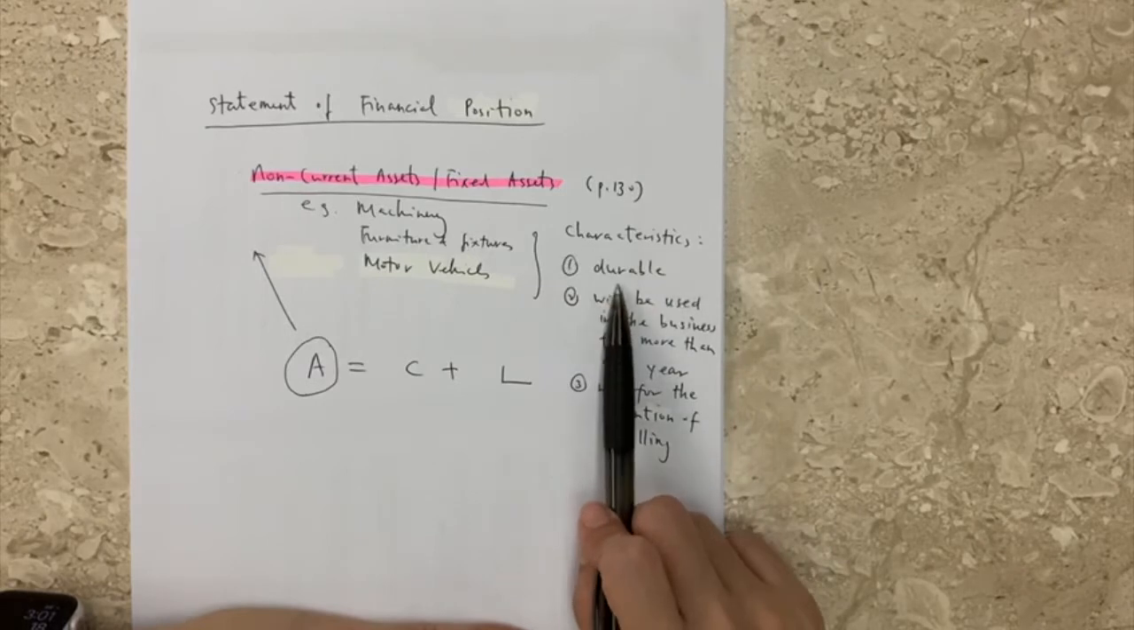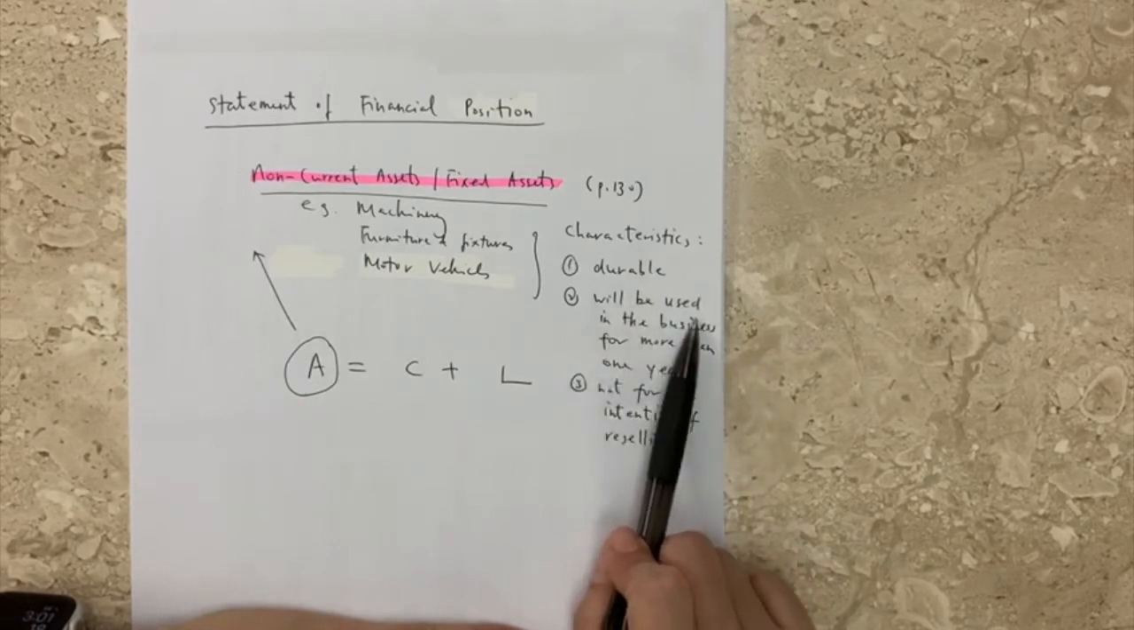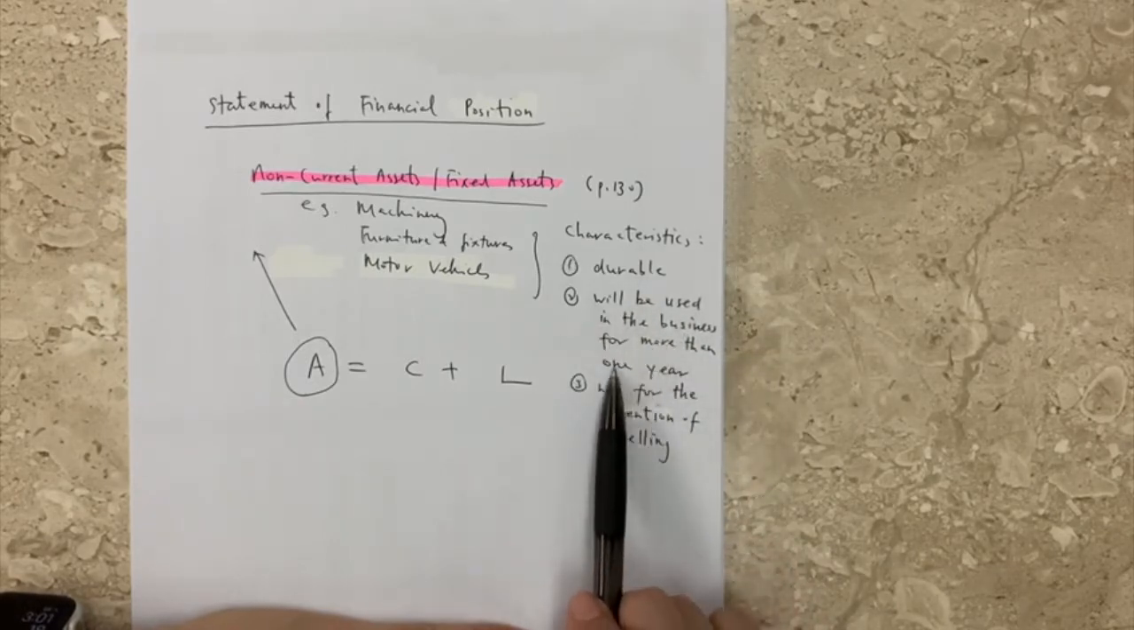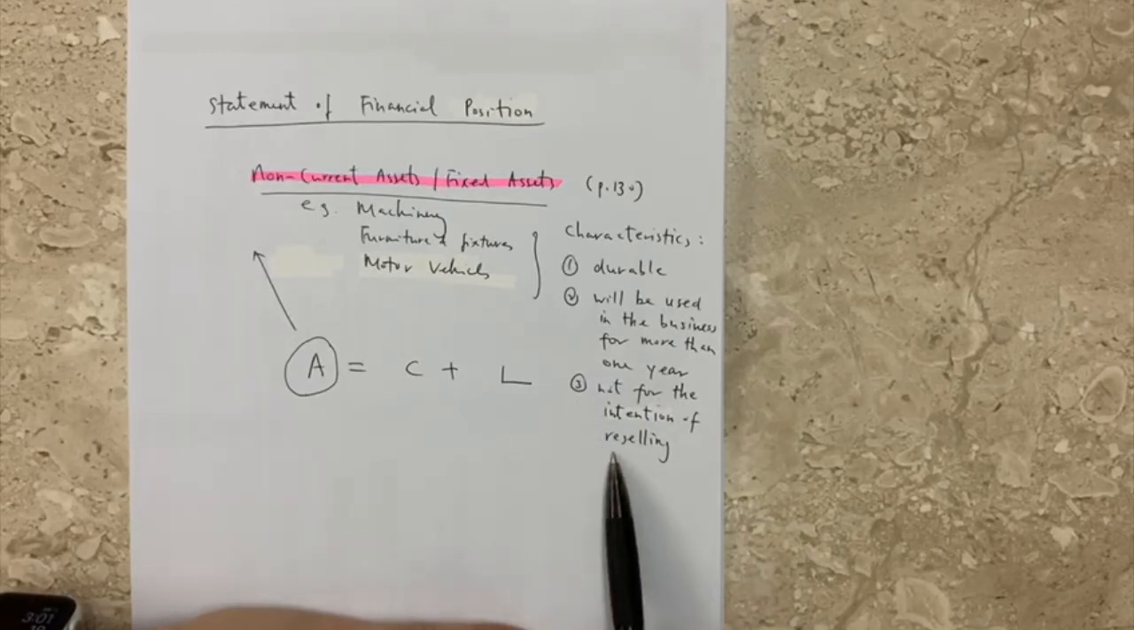The first one, they are durable. That means they may be able to last for a long time and not be damaged. The second one, they will be used in the business for more than 1 year. And then the intention for buying all these non-current assets is not for resale.